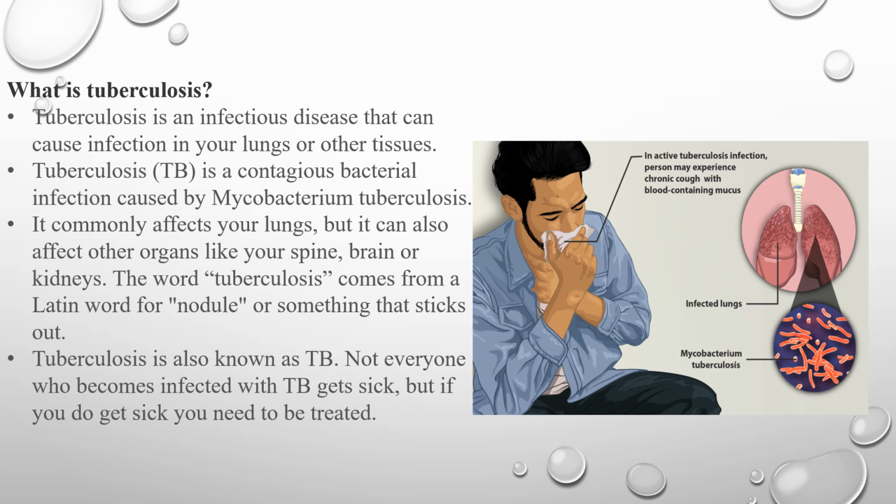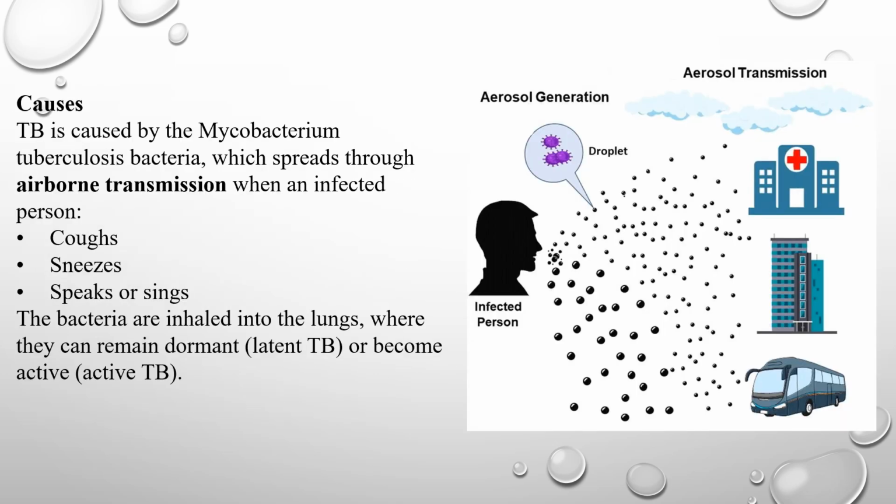Not everyone who becomes infected with TB gets sick, but if you do get sick, you need to be treated. So if you see this picture, you can see the lungs, and this is Mycobacterium tuberculosis, a microorganism which is the main root cause for the TB, right? So next, what are the main causes and the modes of transmission? The main cause, as we already spoke, is Mycobacterium tuberculosis, the main microorganism, which spreads through airborne transmission. You can see the picture.